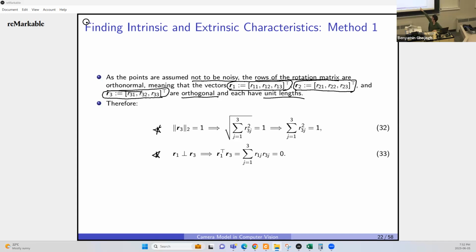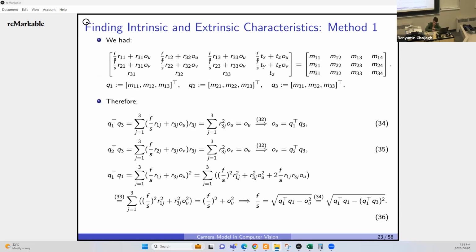The L2 norm of R3 is 1 because it's unit length, by the definition of the L2 norm. Therefore, I can square both sides and I will have this, equation 32, which I will use. Also, R1 is perpendicular to R3, so R1 transpose R3 should be 0. Therefore, the summation of R1J times R3J, J from 1 to 3, is 0. I'm going to use equation 33 too.